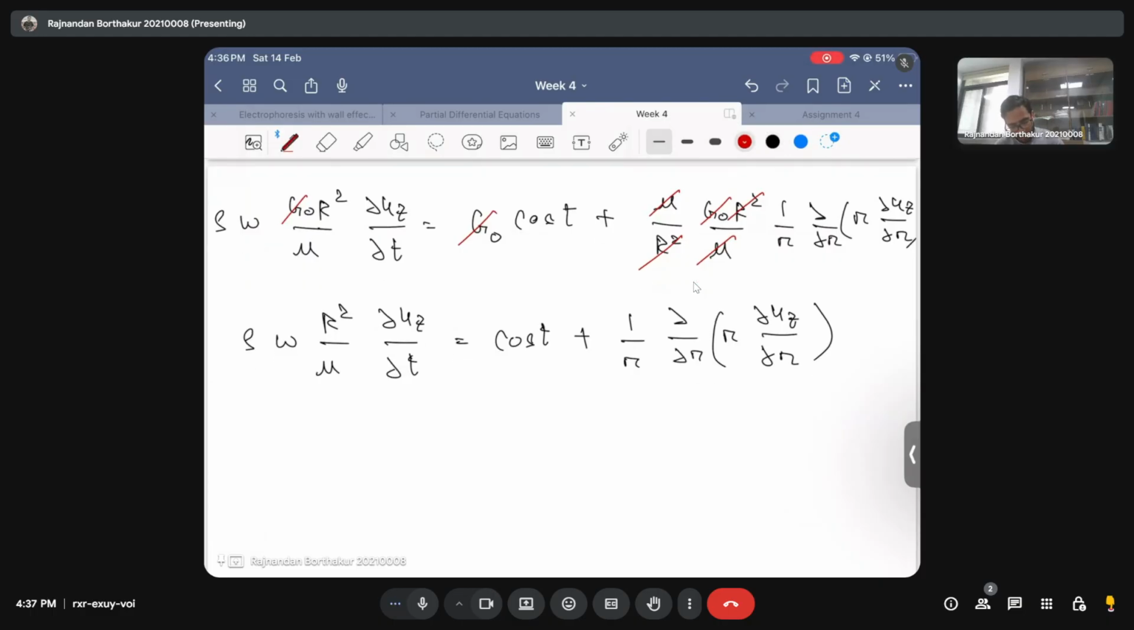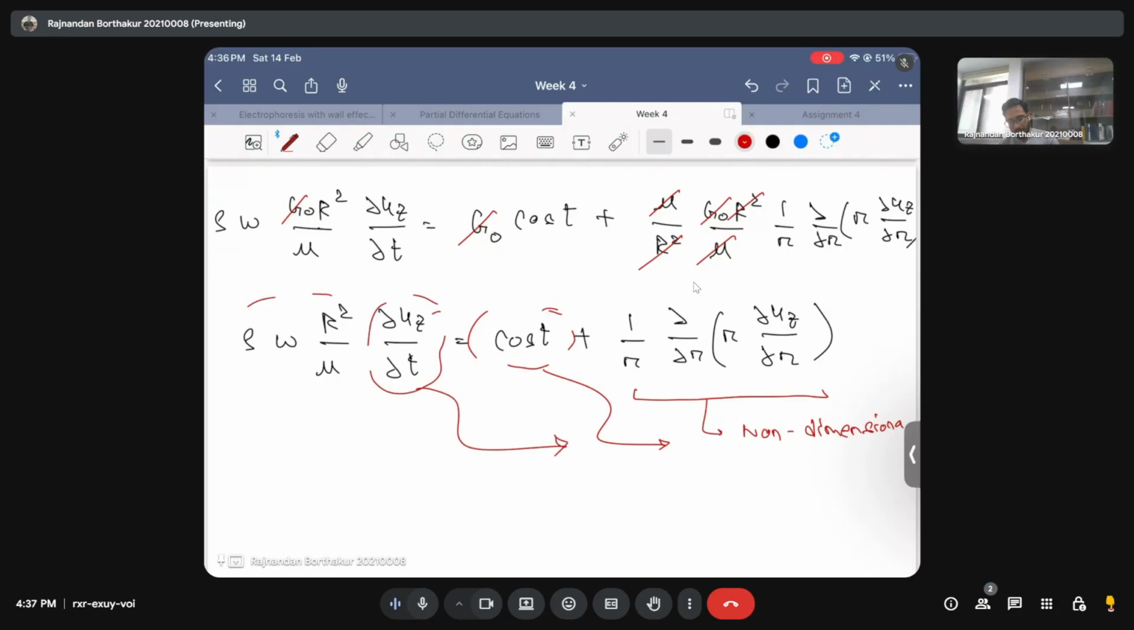See, I know that this quantity is non-dimensional. This quantity is non-dimensional because I have written this in terms of all the non-dimensional variables. And so is this quantity. This quantity is also non-dimensional. And this quantity is also non-dimensional. Which means that this quantity, rho omega r squared by mu, has to be non-dimensional, right? That's only when the equality is getting fulfilled, okay? This has to be non-dimensional.